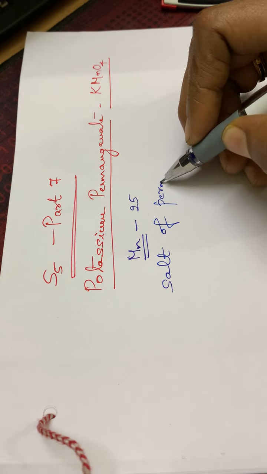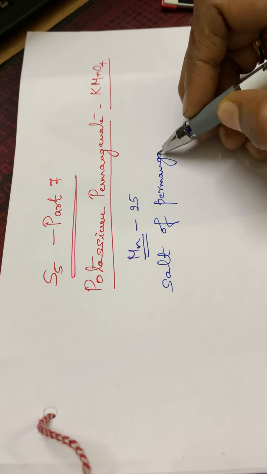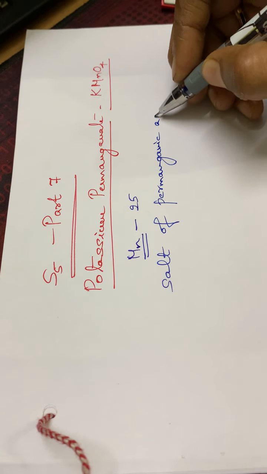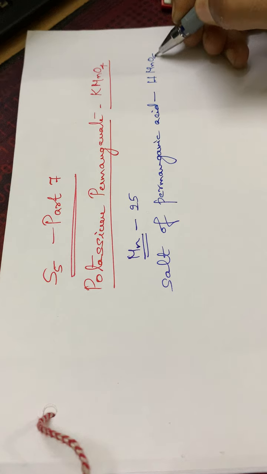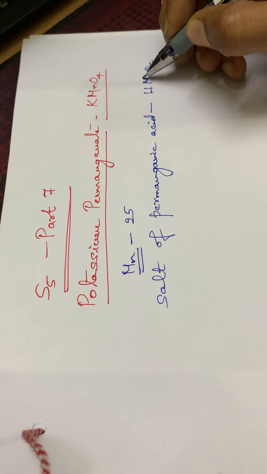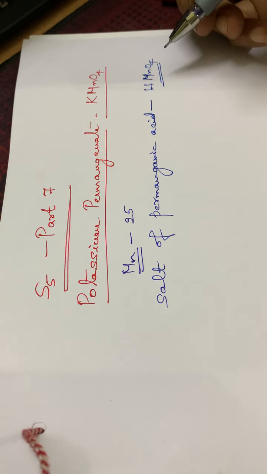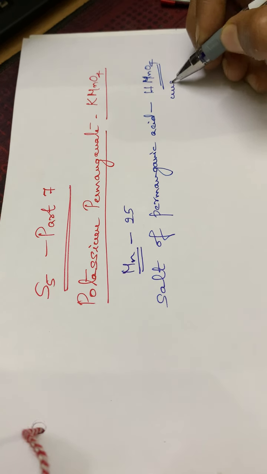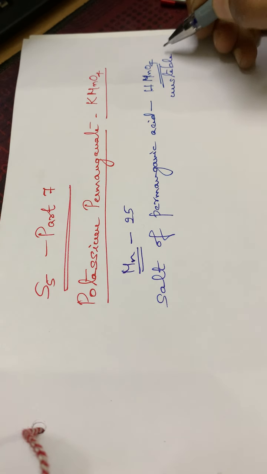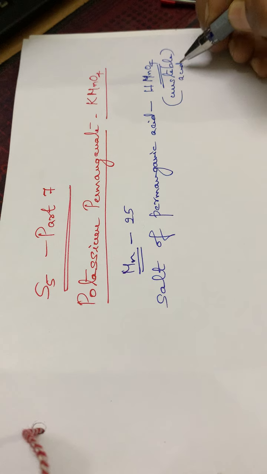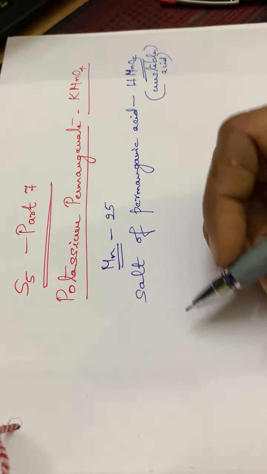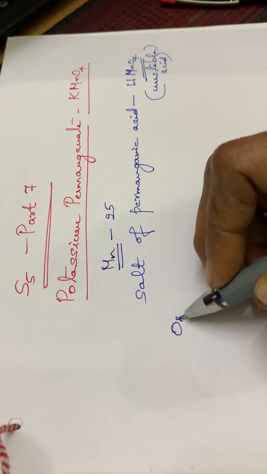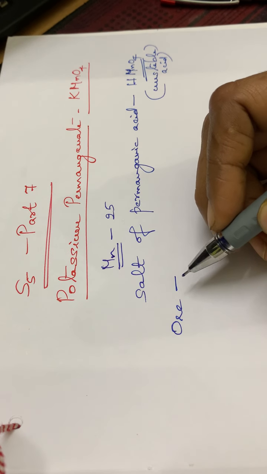Potassium permanganate is the salt of permanganic acid. The formula for permanganic acid is HMnO4. It is a highly unstable acid.